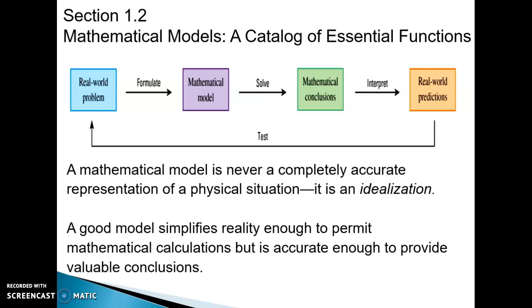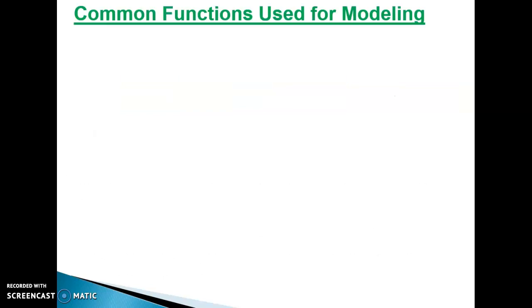So a mathematical model is never a completely accurate representation of a physical situation. It is what's called an idealization. It's what we ideally would like it to be. A good model simplifies reality enough to permit the mathematical calculations to be accurate, to allow us to make conclusions.